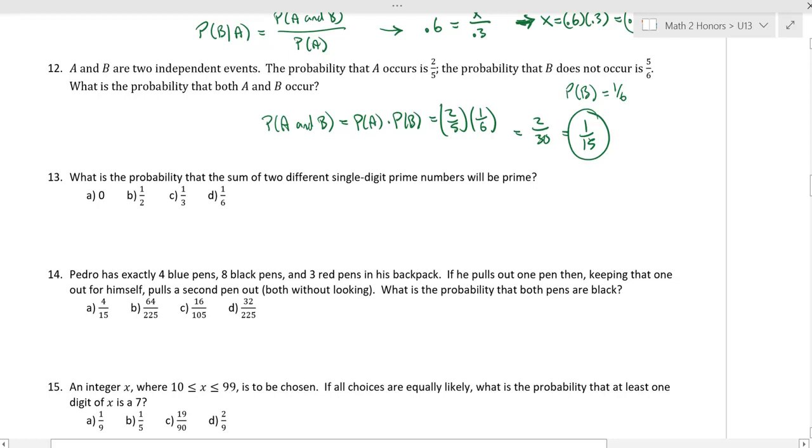13, what's the probability that the sum of two different single-digit prime numbers will be prime? All right, so what are our single-digit prime numbers? We've got 2, 3, 5, 7, that's it. There are only 4 single-digit prime numbers. So I'm going to create an addition table with these to look at the sums.